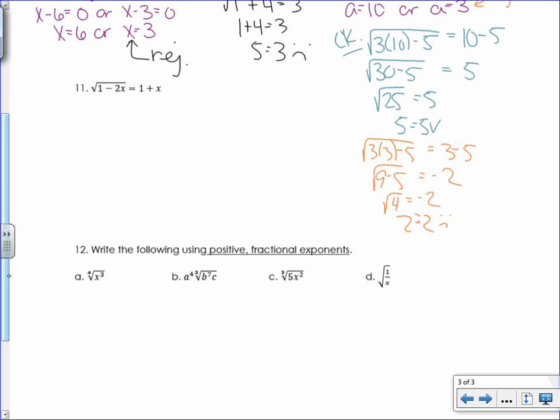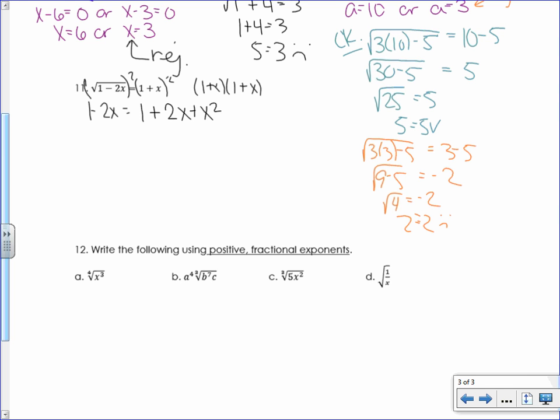Almost done. For number 11, again, we have to square both sides. So here I'm going to get 1 minus 2x. Over here, this is going to be 1 plus x times 1 plus x. Don't freak out because the x's are second. You still FOIL it. And you are going to get 1 plus 2x plus x squared.